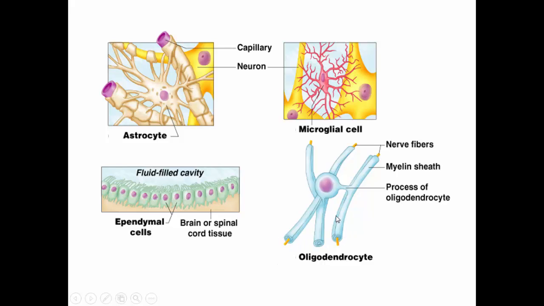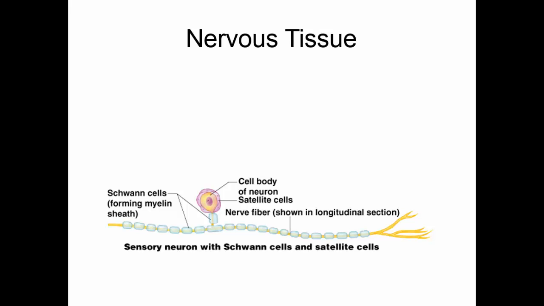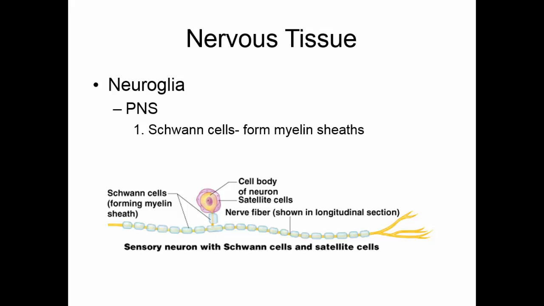And the oligodendrocytes. Notice how one cell sends out several processes to wrap several nerve fibers. This is the insulation for the nerves. All of these are found in the central nervous system. There are only 2 glial cells found in the peripheral nervous system. These are the Schwann cells, and the Schwann cells form the myelin sheaths in the peripheral nervous system.